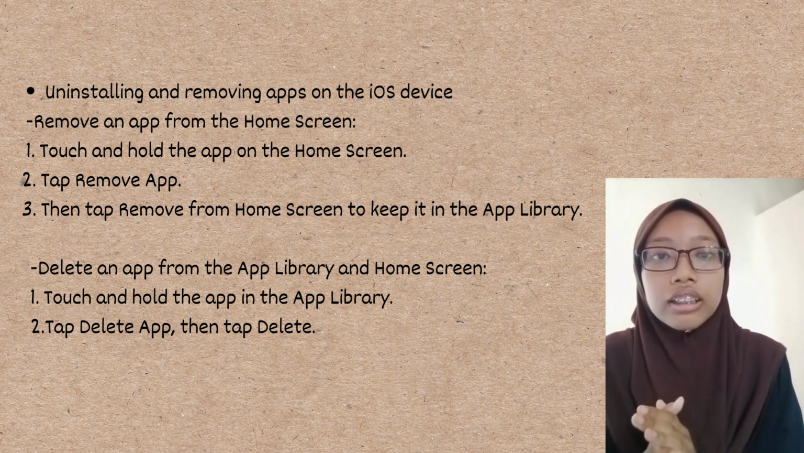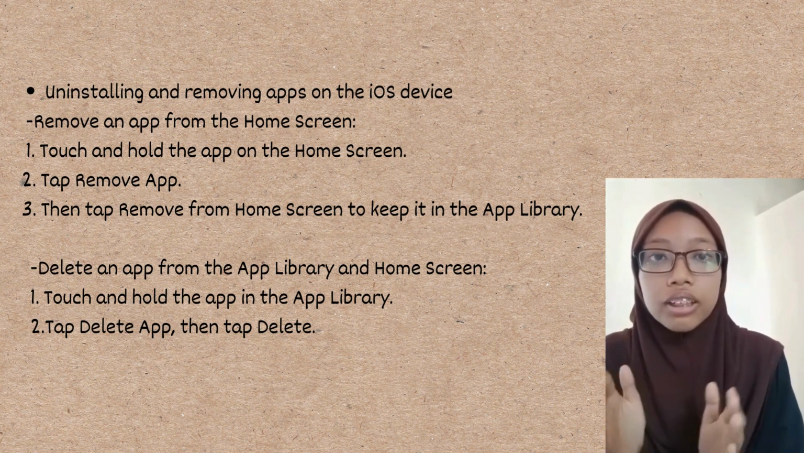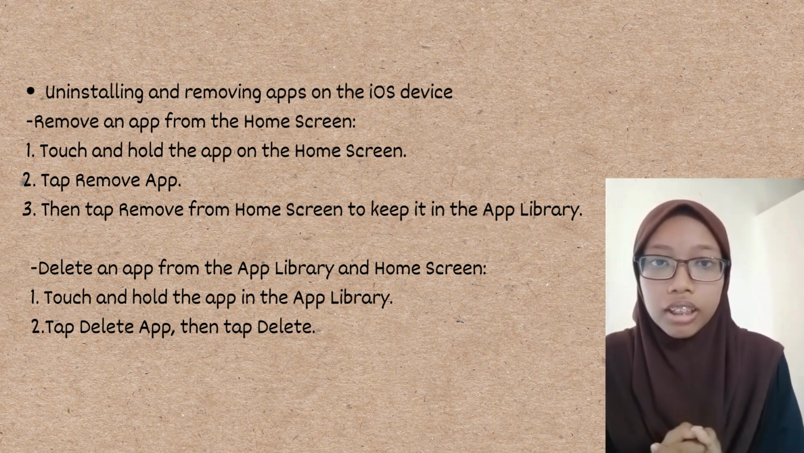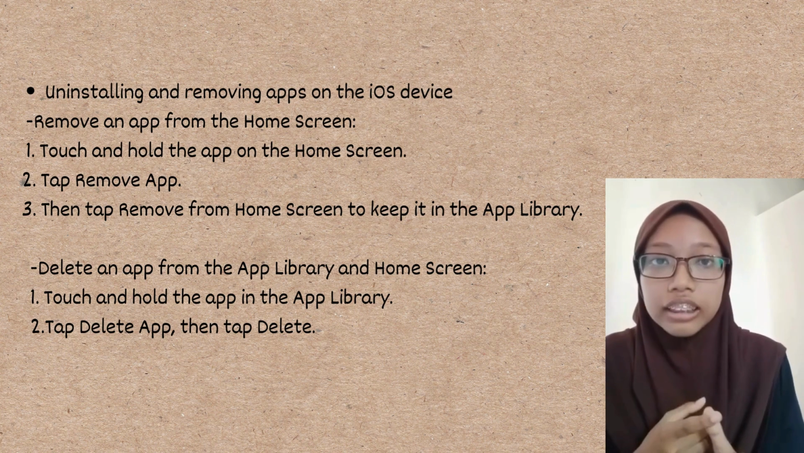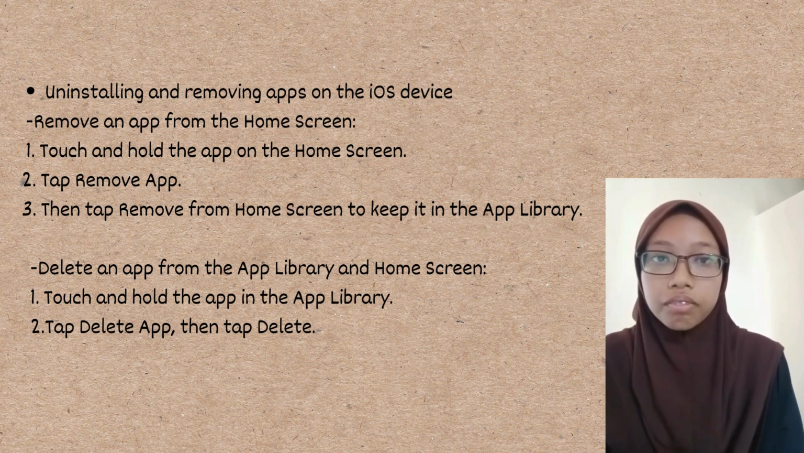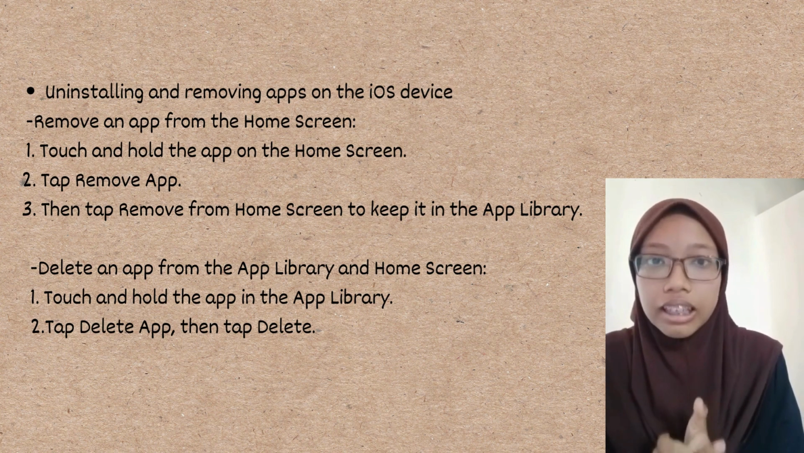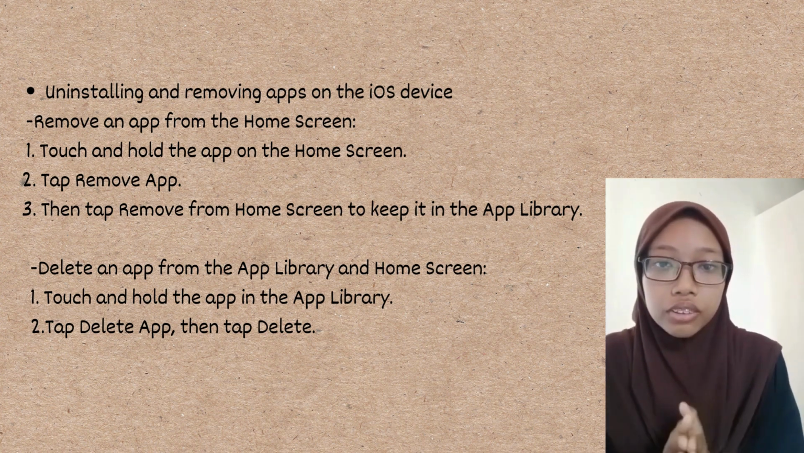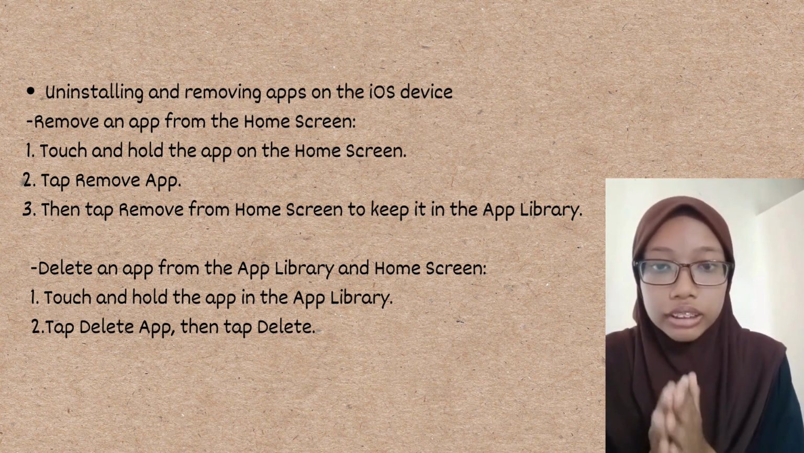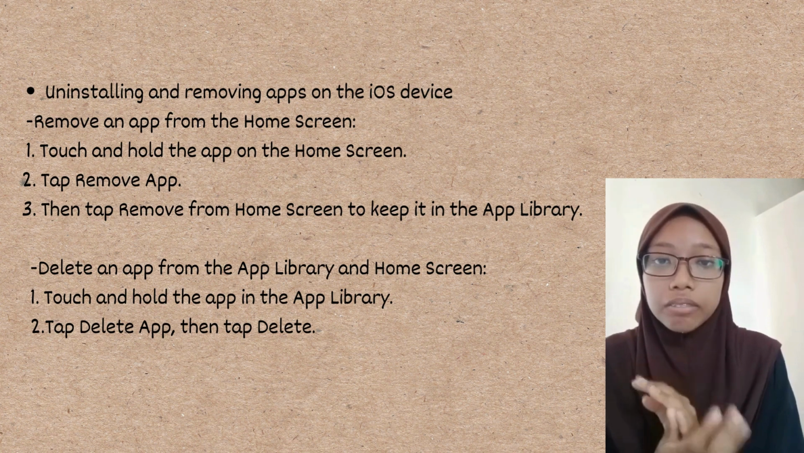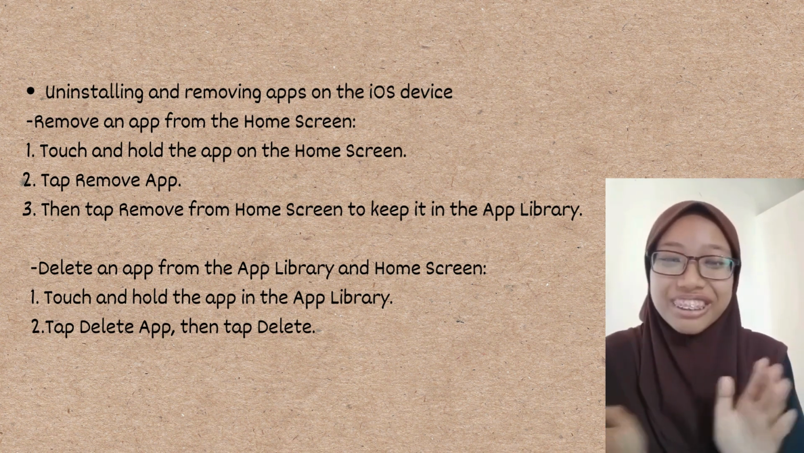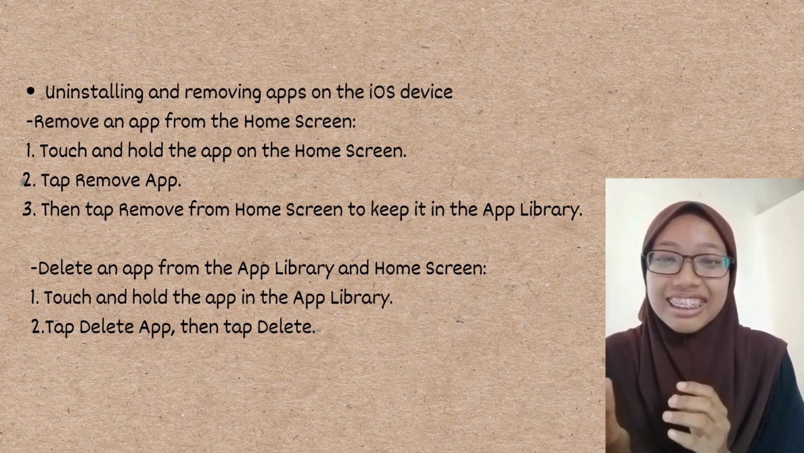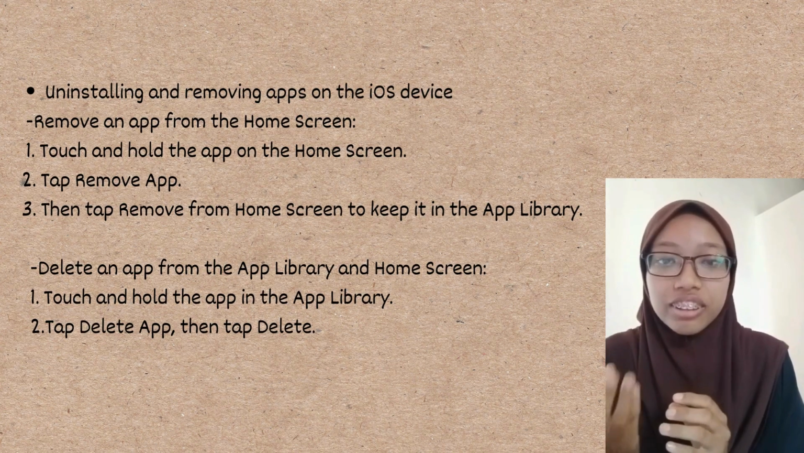Also, you can delete the apps from the App Library and home screen. To do that, just touch and hold the apps in the App Library. Then tap Delete App. Then tap Delete. If you do this step, the apps will be gone forever, so you need to install the apps again.